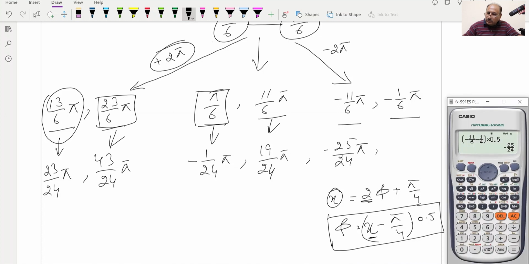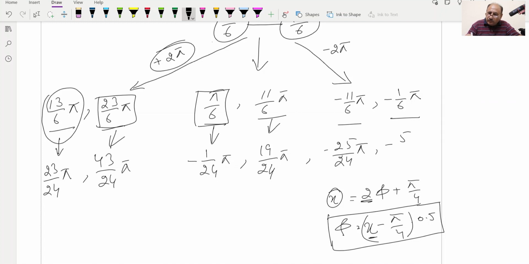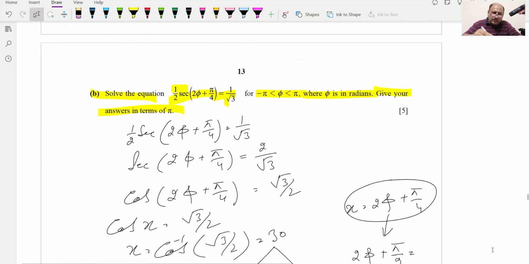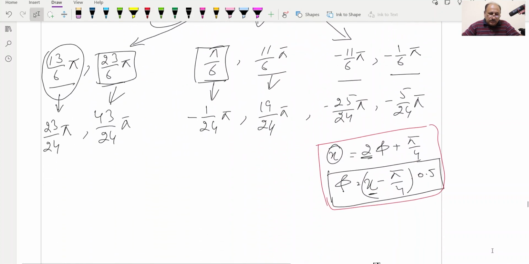And the last one is minus 1 over 6, so I will change to this one, and this will be minus 5 over 24 pi. And this one, basically I have explained to you what we have done. Now we got these 6 values, and we have to check whether these values are within the given range or not, and the range is minus pi to pi.